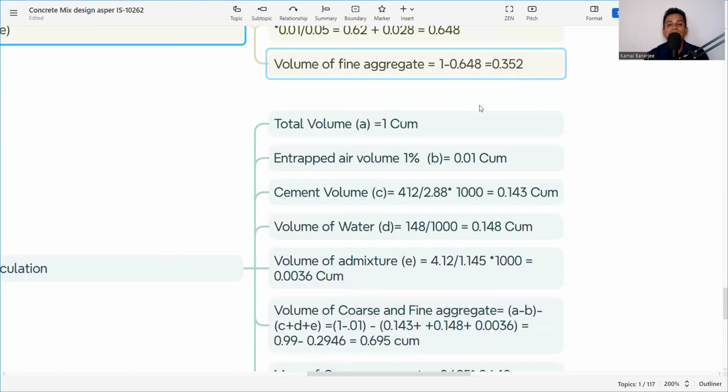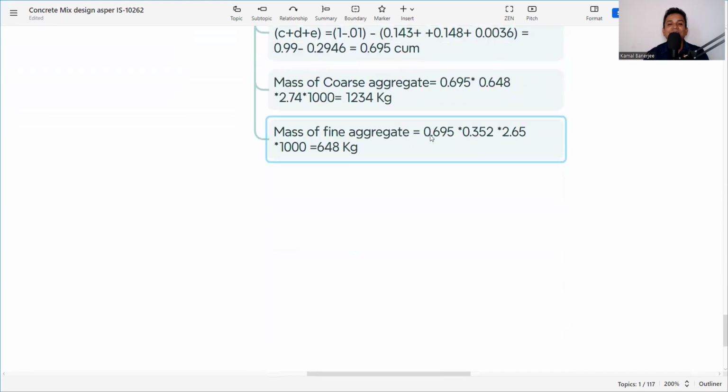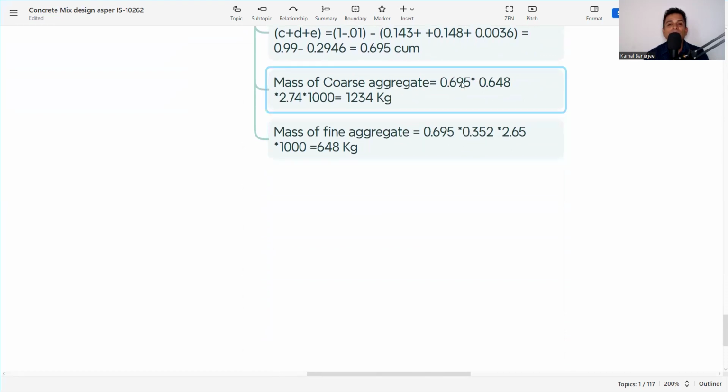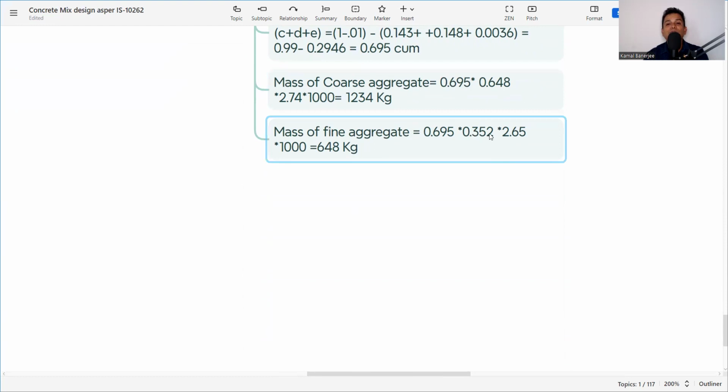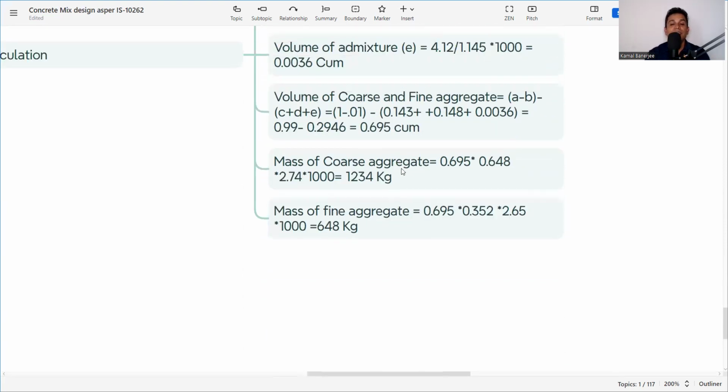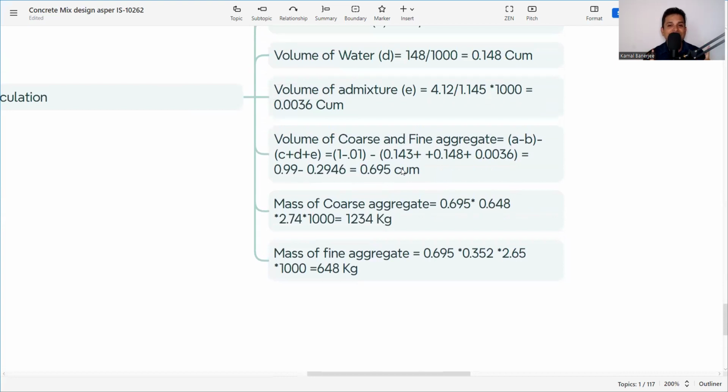Similarly, mass of fine aggregate, how much will it be? See, 0.352. So mass of fine aggregate will be 0.695, total volume of coarse and fine aggregate, into 0.352 into 2.65 into 1000, 648 kg. So now we are getting everything, cement, sand, water, and everything.